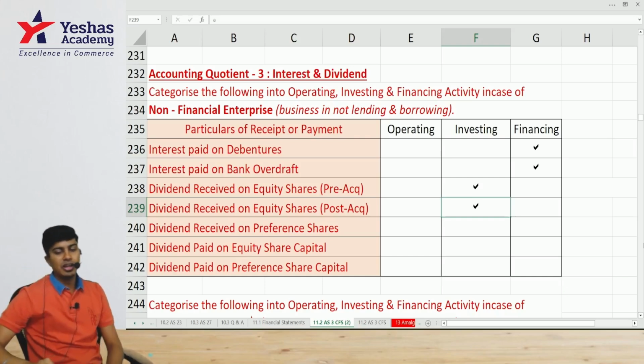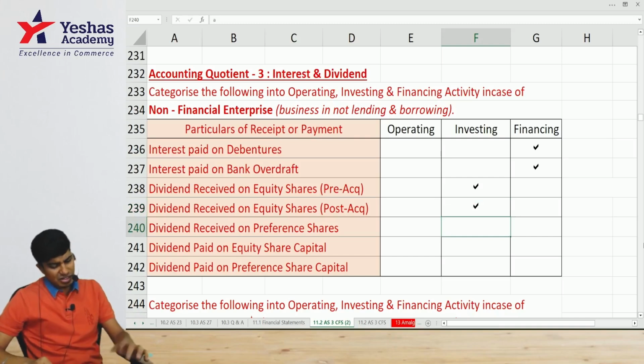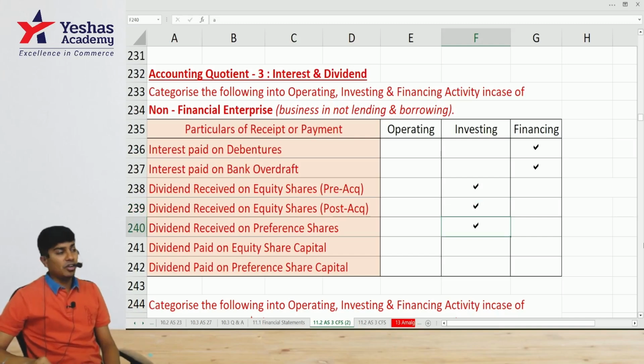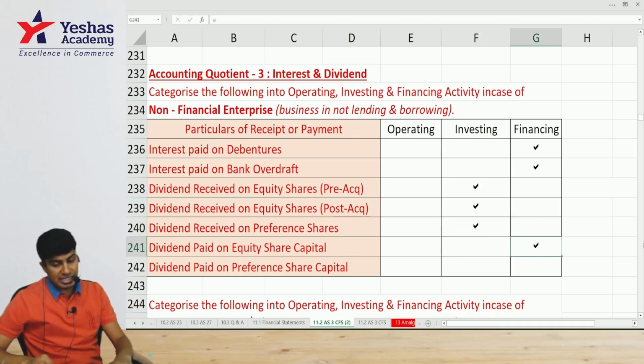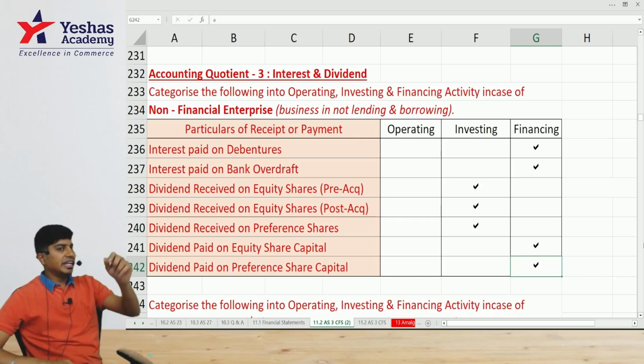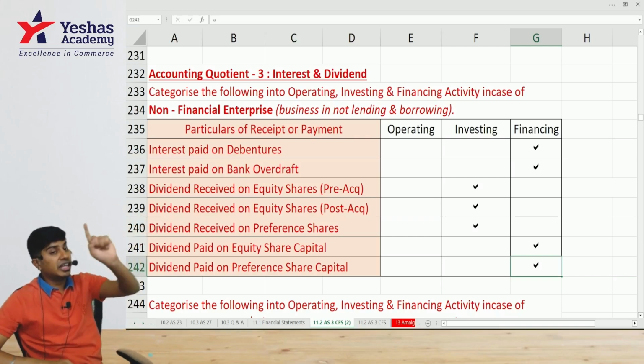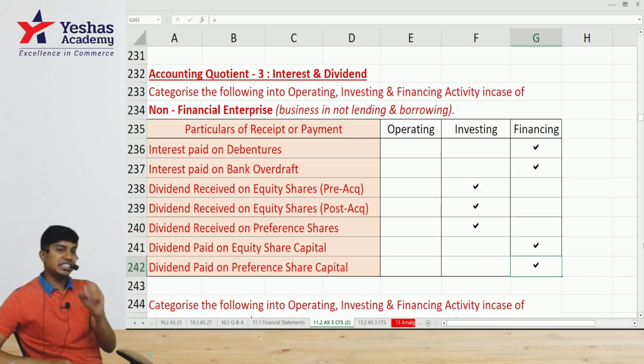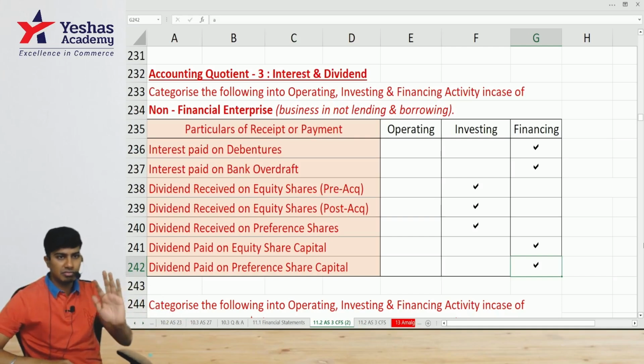Very nice. Come on. Dividend received on preference shares, investing activity. Dividend paid on equity share capital, financing. Dividend paid on preference share capital. Remember, dividend paid is financing. Interest paid is financing. Interest received, investing. Dividend received, investing. I'll repeat. Interest and dividend received, investing activity. Interest and dividend paid, financing.